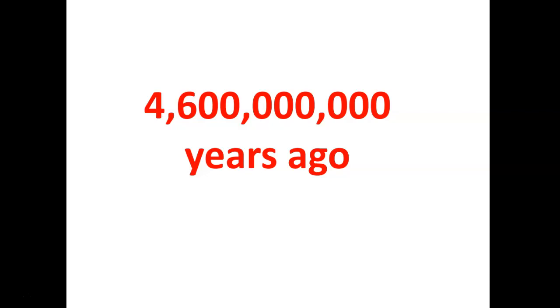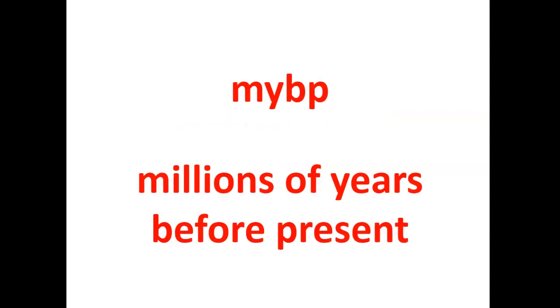So there's a really simple way and an acronym that I want to make sure you understand and that you can use that's going to help make your life easier while creating these timelines. So this is how many years ago Earth was created: 4,600,000,000. Now there's a simple way of writing that using millions of years before present, this acronym, MYBP.